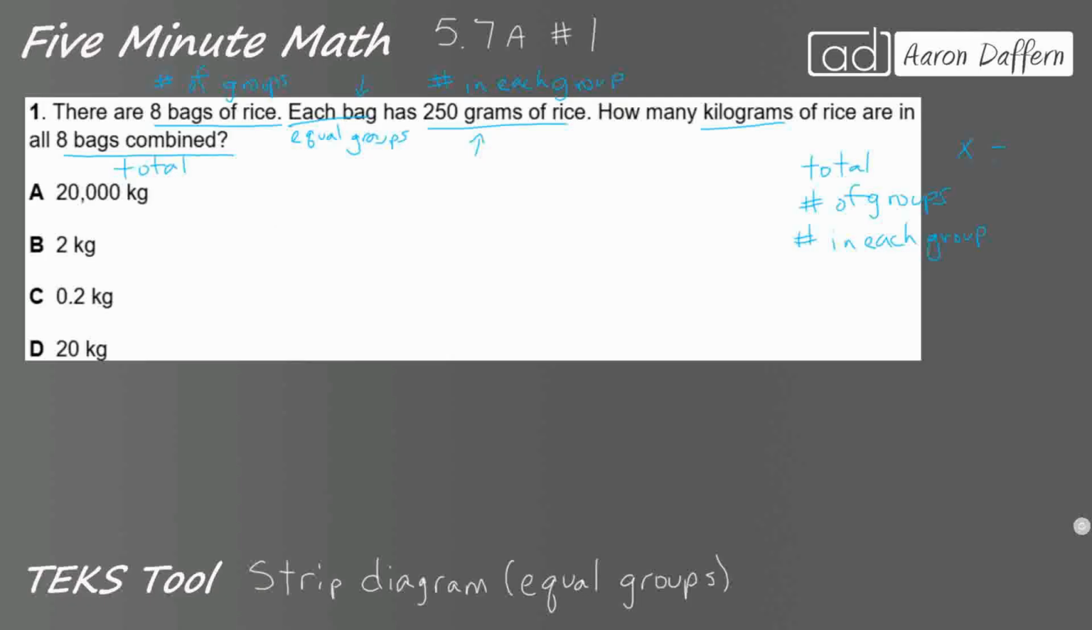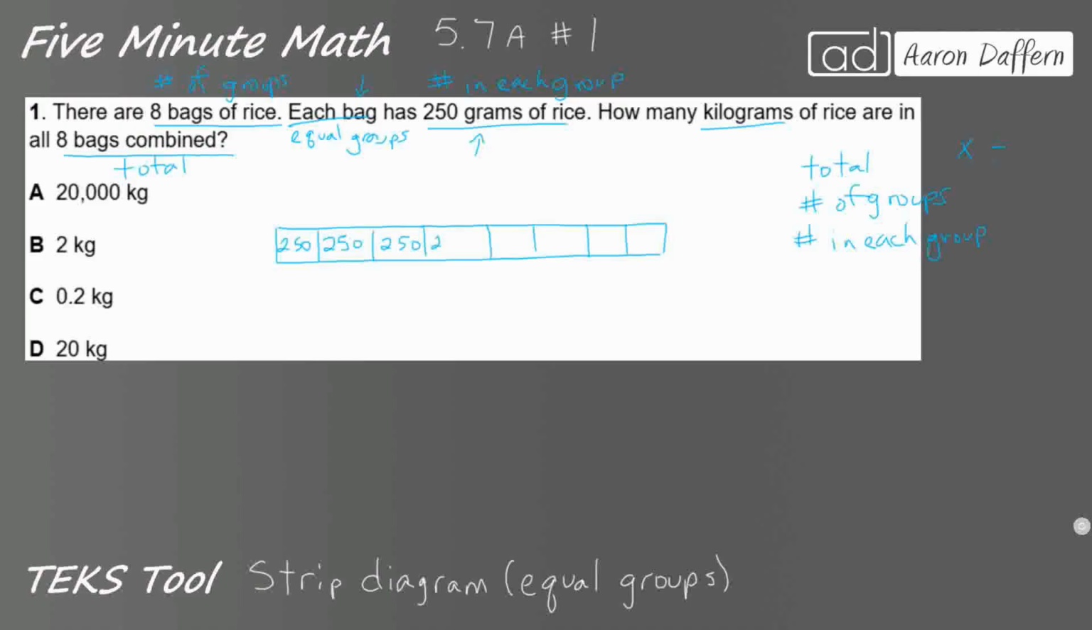So let's draw our 8 bags. I'm going to take this and cut it in half. I'm going to cut each half in half because 2 times 2 makes 4. Then cut each fourth in half because 4 times 2 makes 8. There's my eighths. Each of these has 250, so I'm just going to write 250 in each.